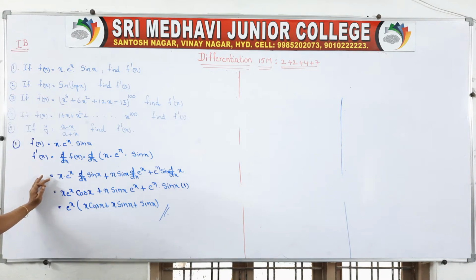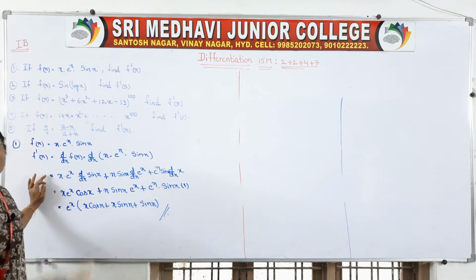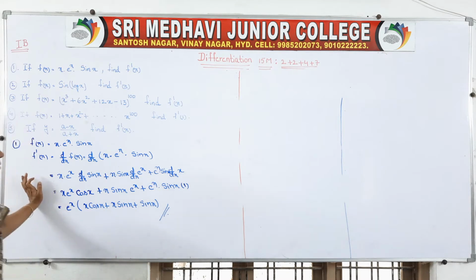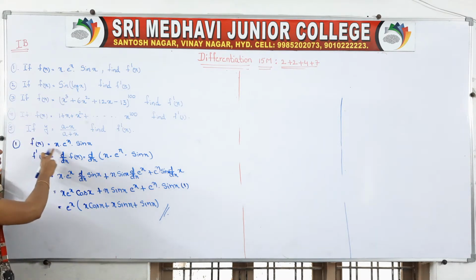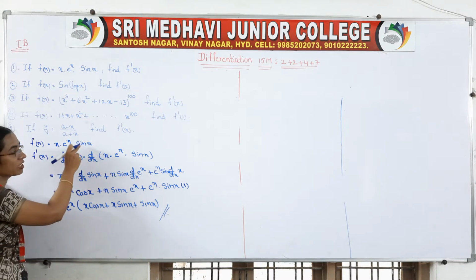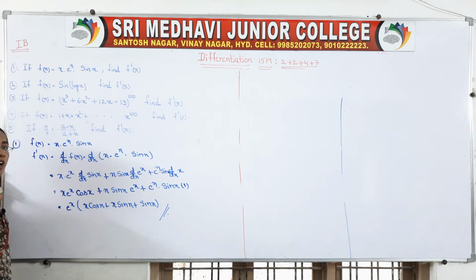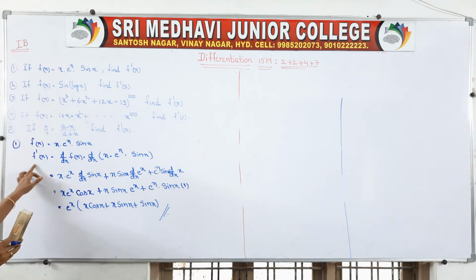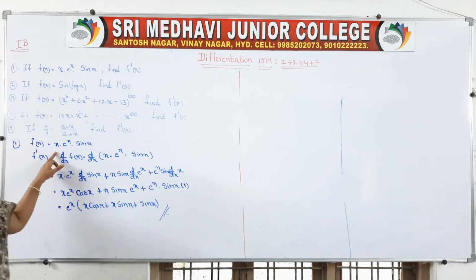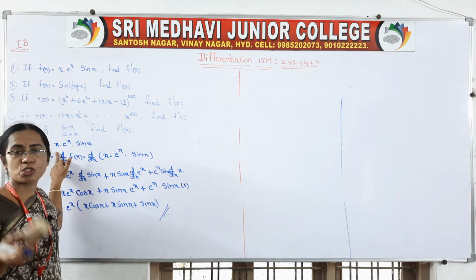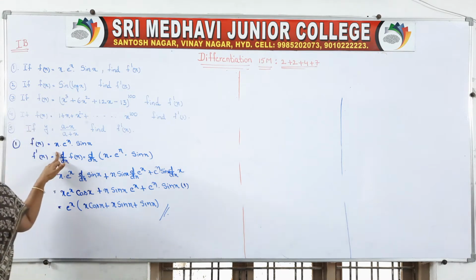One more topic is there, entirely depends on these formulas. Here the function is given as f of x is equal to x into e to the power of x into sin x. That means a product of three terms, right? Whenever we want to find the derivative of a product of three terms, very simple, not only three, even if two are there we are doing the same thing.